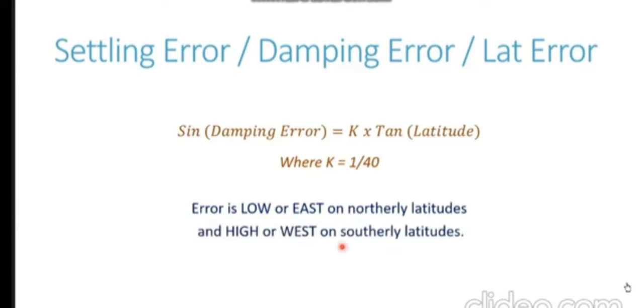And whenever the ship is in southerly latitudes, you are in the southern hemisphere, the error will be west because the spin axis in that case settles west of the meridian. So westerly error is also known as high error. So we are aware of the idiom error west, compass best. You can represent it as westerly error or as high error. Both are interchangeable. So error is low or east in the northerly latitude. Error is high or west in the southerly latitudes.